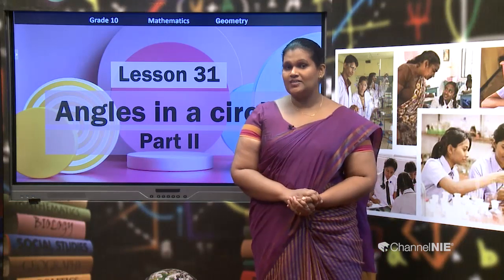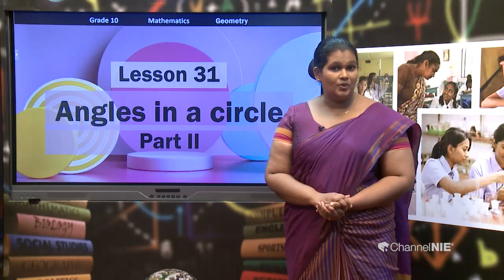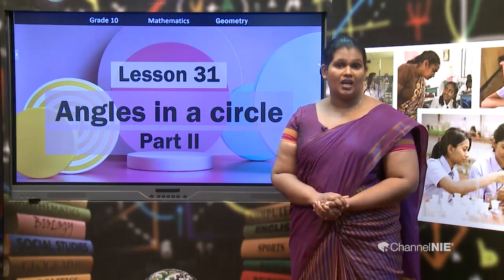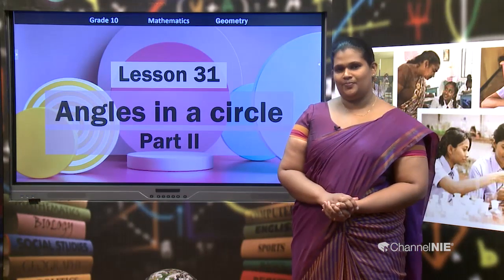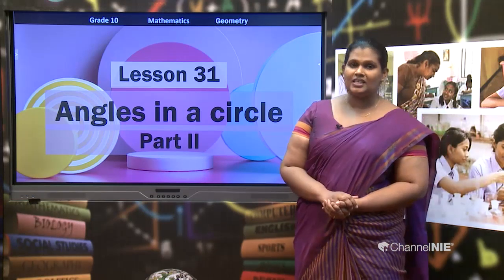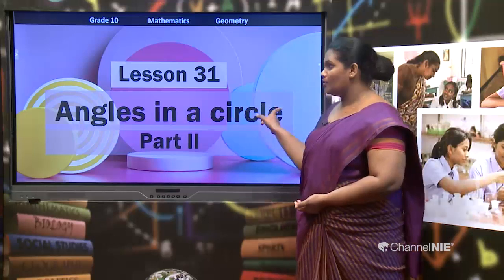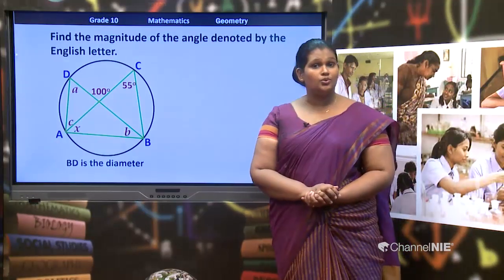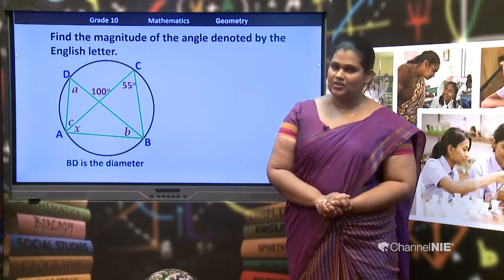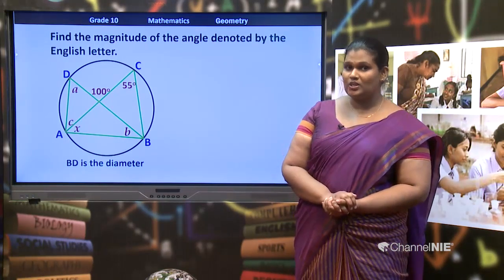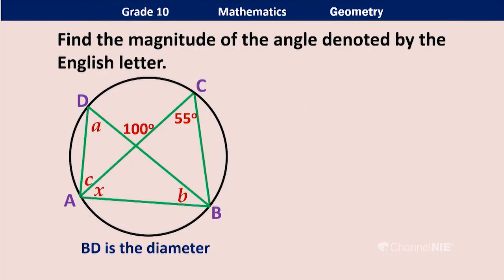Finally, we discussed the angles in a semicircle, and we said that the magnitude of the angle in a semicircle is 90 degrees. Right. Now, those are the 3 theorems we have discussed in the previous lesson. Today we will go through some questions related to those 3 theorems and some more questions related to proofs. This is my first question.